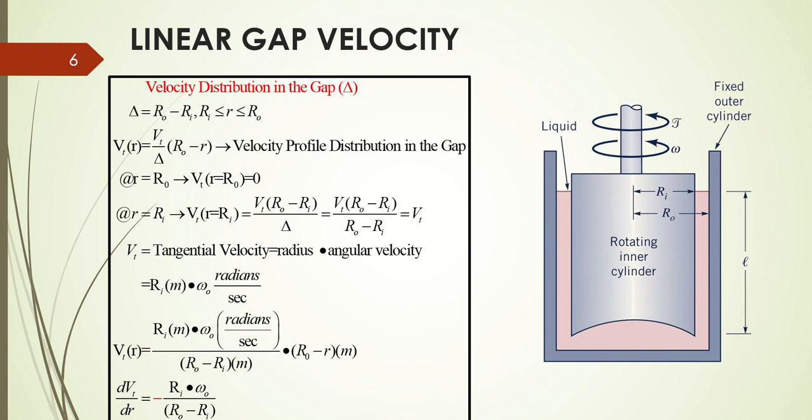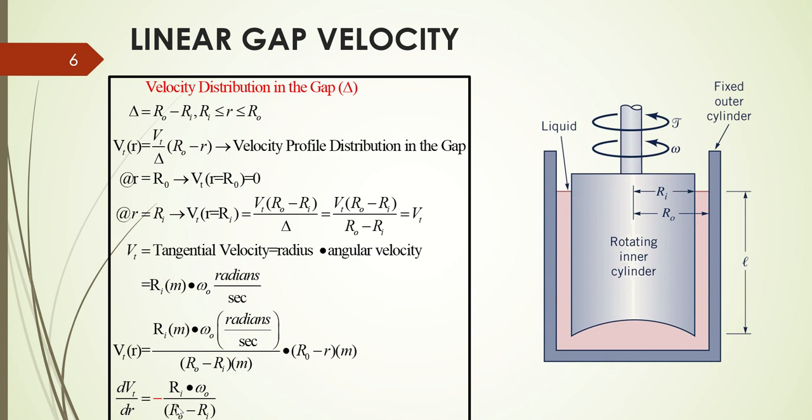So we have a velocity profile. V sub T, my tangential velocity, is equal to the radius times the angular velocity, as we talked about before, which is R sub I times omega naught. And so the final description here is that V sub T as a function of r is equal to the product of R sub I times omega naught divided by delta times R0 minus r.